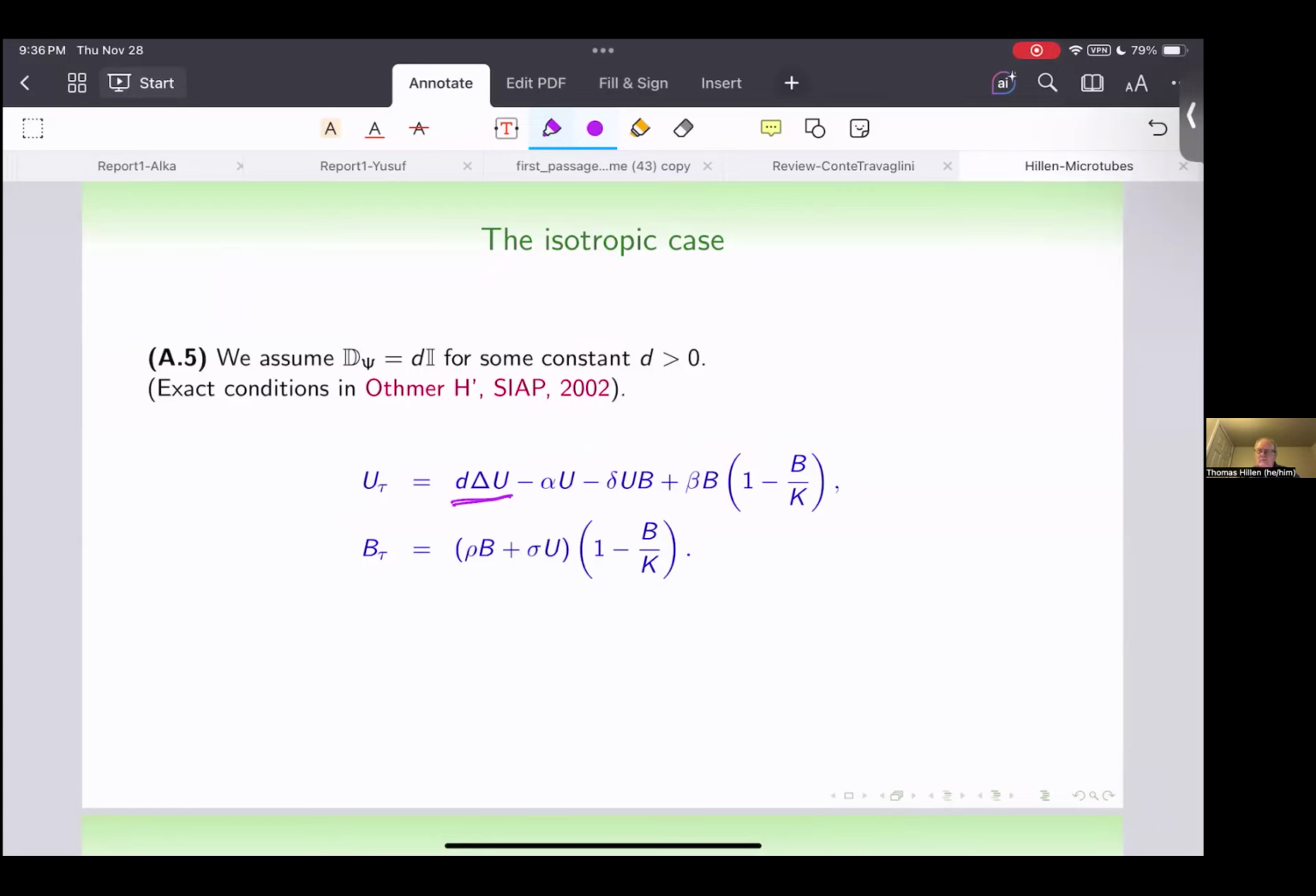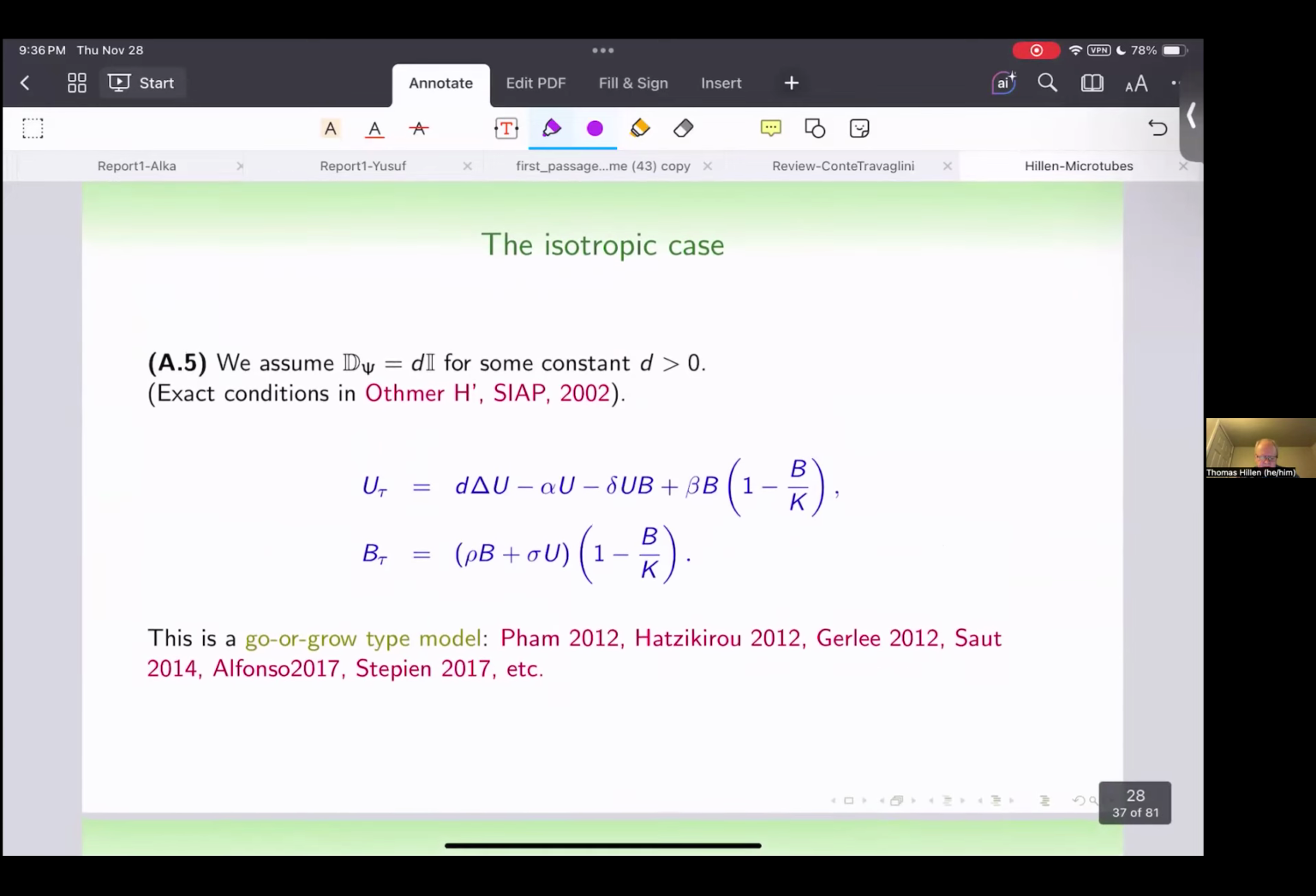Okay, so we are not done yet. But this is a go or grow model. Here I write this. Why? Well, because in the U equation, we have a diffusion term. So this is not grow, this is go. Go. So it's diffusing, right?